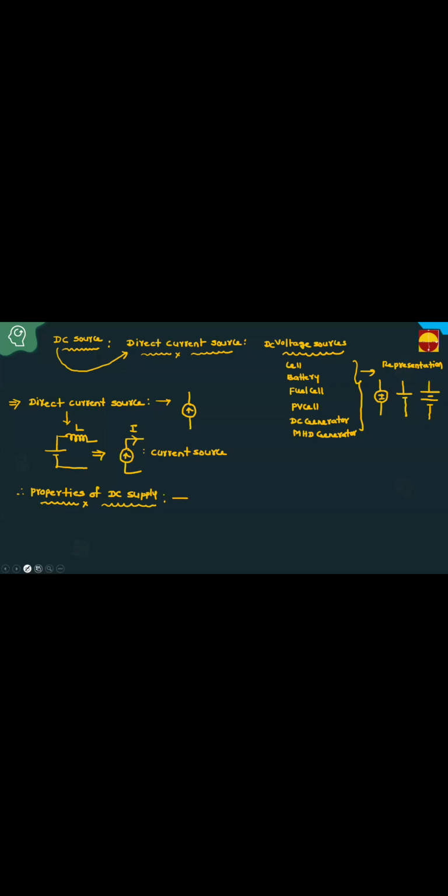All of you know this. There are so many properties of DC supply. Unipolar in voltage and current. Unipolar voltage, only one polarity, and unidirectional current.